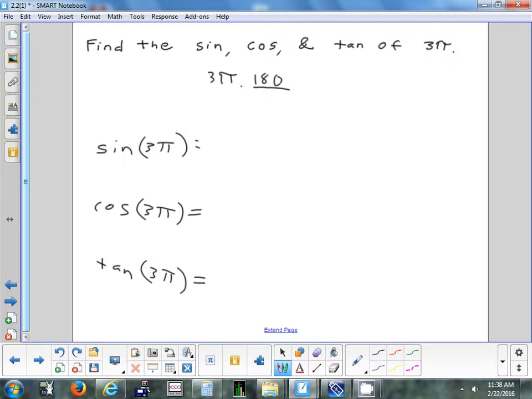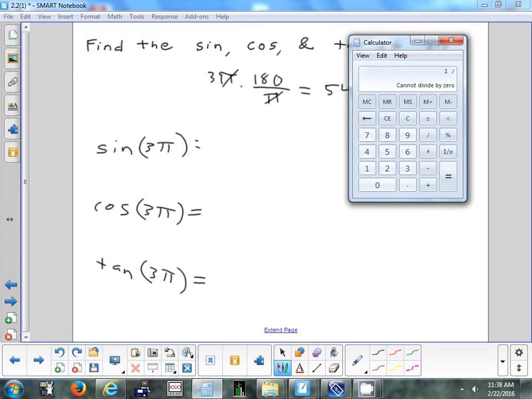Yeah, 180 over pi. So the pi's cancel. And 3 pi is the same as 540 degrees. Now, even though it's degrees, I still don't like this angle. Okay, what do you think I don't like about 540? It's over 360. I want to make it smaller. Okay, so how can I make it smaller? Yep, subtract 360.